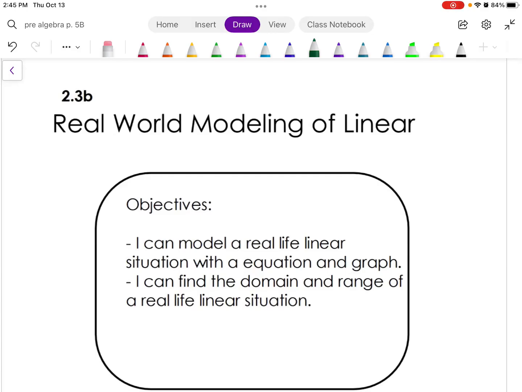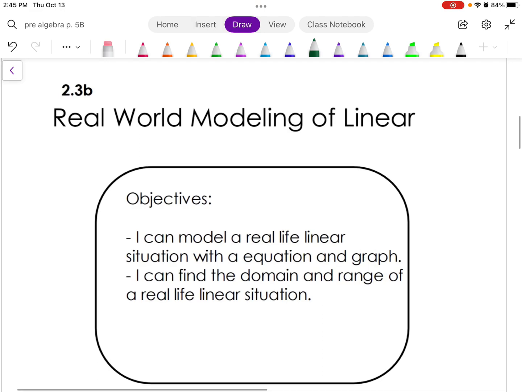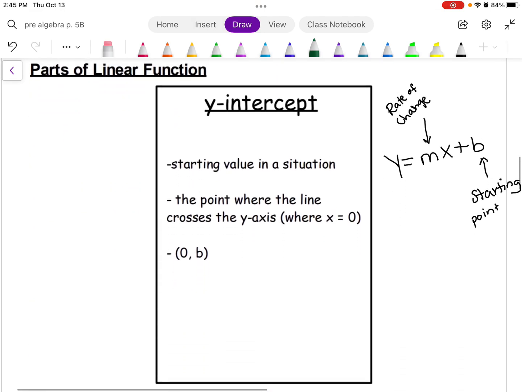2.3b is on real-world modeling of linear. So we're looking at everything we know about linear equations, but in the context of some real-world situations. Recall that our y-intercept is the starting value in a situation. So when we're thinking about our linear situations, our slope-intercept form, y equals mx plus b, our b is our starting point, our starting value. And then our m is our rate of change, how the situation changes.